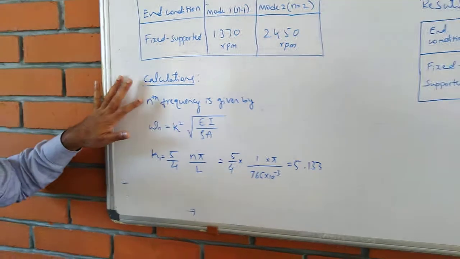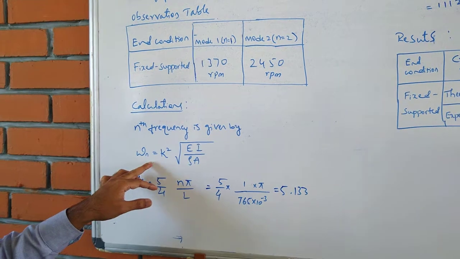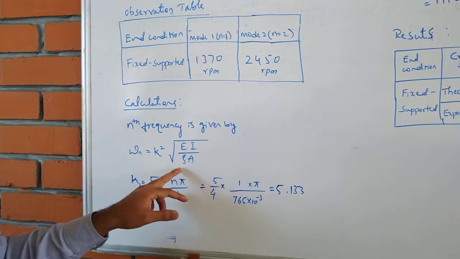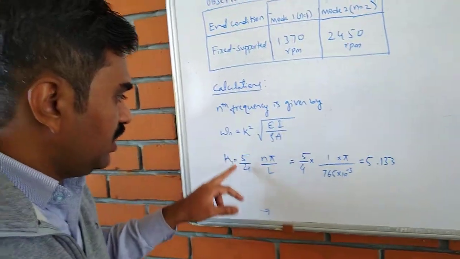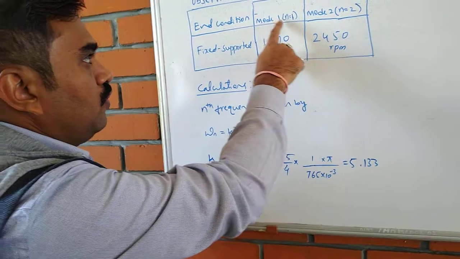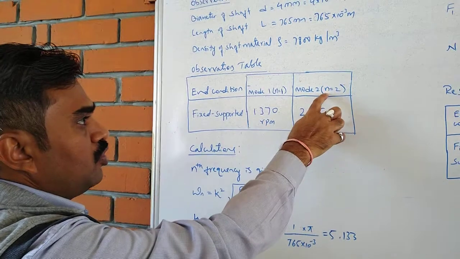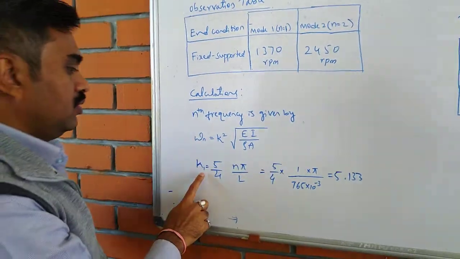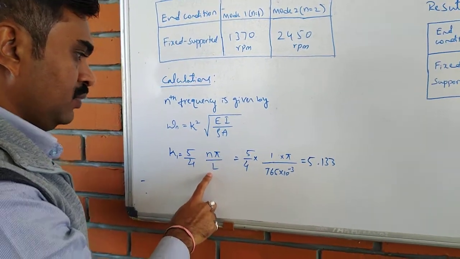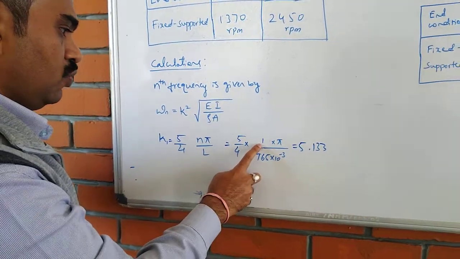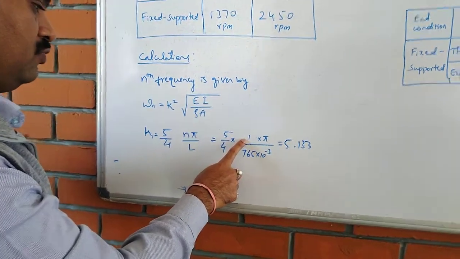Next we come to the calculation part. For finding the nth frequency, it is given as omega n is equal to k square root of EI divided by rho A. To find the value of k, we write k1, since we are doing it for mode 1. For mode 1, small n value is 1, and for mode 2, small n value is 2, that you have to remember. The formula for finding the value of k is 5 by 4 n pi by l. So 5 by 4 for mode 1, small n value is 1, for mode 2, small n value is 2.